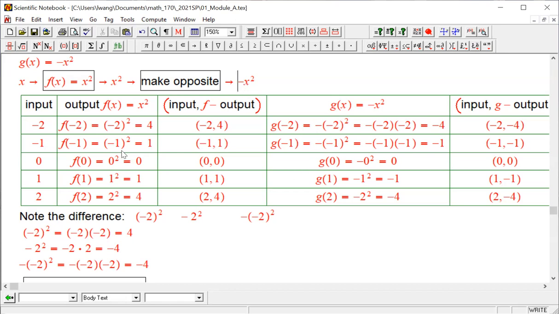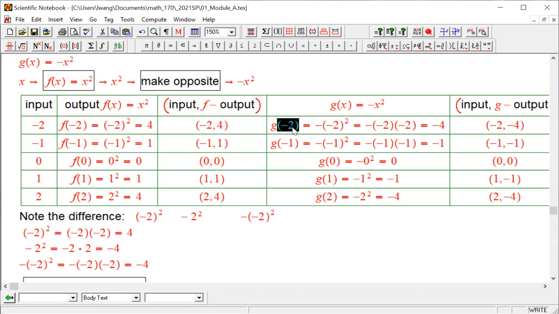So when we plot the points, suppose we still choose the same inputs: -2, -1, 0, 1, 2, right? We've done this for f of x equals x squared, and we got the outputs, the input-output points. For this new rule, we view g of x equals negative x squared as a new rule. This new rule basically puts a negative sign in front of the square.